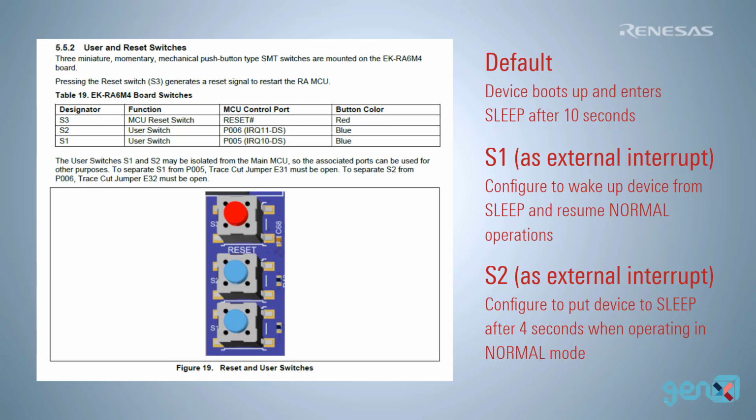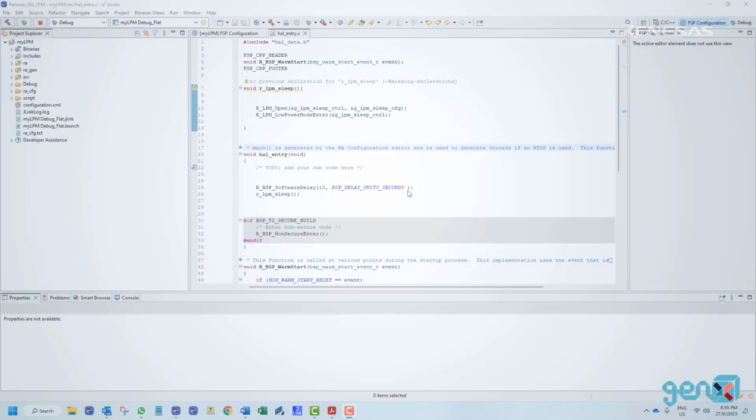We will make use of the buttons S1 and S2 already present on the EK board. We also note from the datasheet that these buttons are connected to interrupt 10 and interrupt 11. So we look at the program that we have already written that puts our device to sleep after 10 seconds.